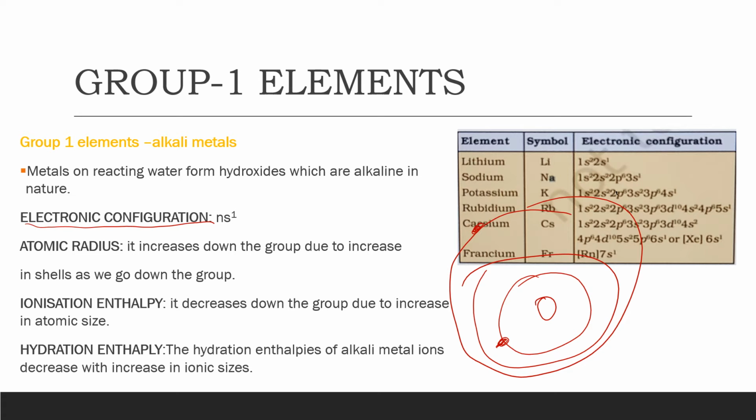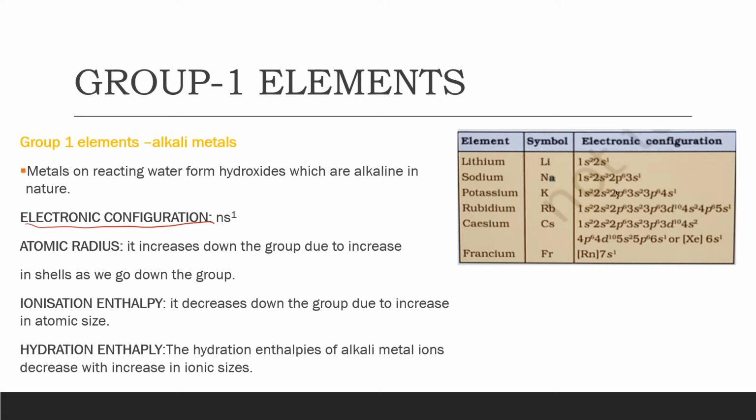So as we go down the group in elements, there will be a decrease in the ionization enthalpy. It will be easy to remove the electrons. Next is hydration enthalpy. This also decreases down the group due to increase in the ionic sizes.